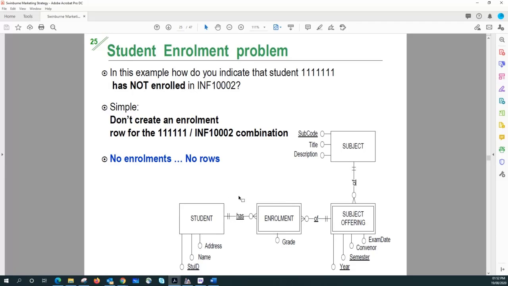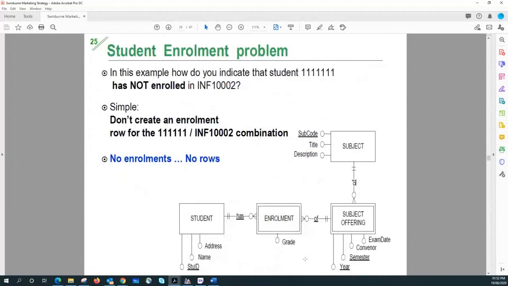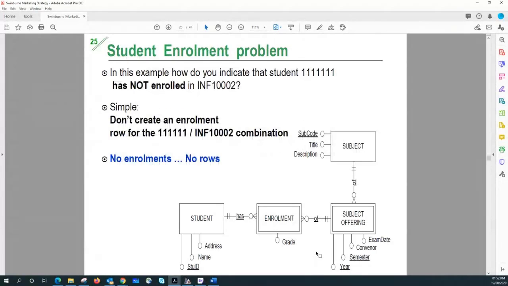So the same principle applies as earlier. If the student is not enrolled in a specific subject offering, we don't need to insert a row into the enrollment entity. Only insert a row into enrollment if that particular student has enrolled. Same as here, only insert a row into the invitation if the staff are invited to a particular meeting. Otherwise, don't insert a row into the invitation. Same principle. That's something I'd like to emphasize.